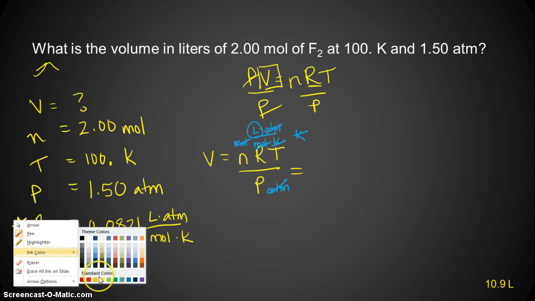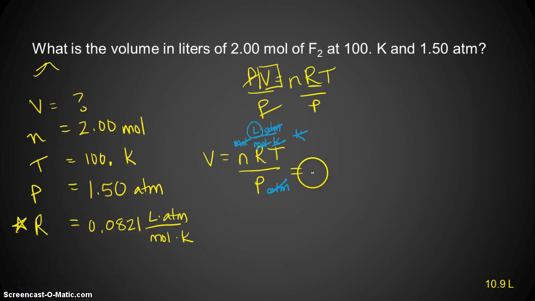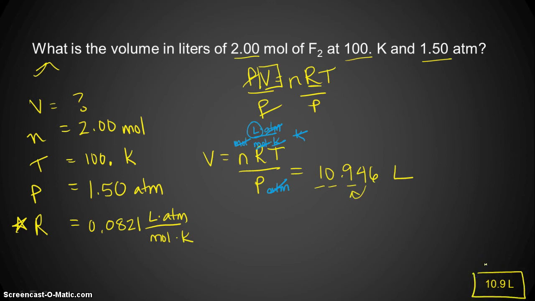And so if you run this through your calculator, you will find that you get 10.946 liters. I go back, I have 3 significant digits, 3 significant digits, 3 significant digits. So I need the 10 and the 1, the 0, and the 9. The 4 tells me to leave the 9 alone, so I get an answer of 10.9 liters.